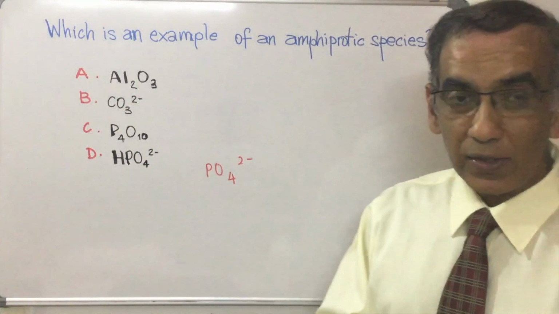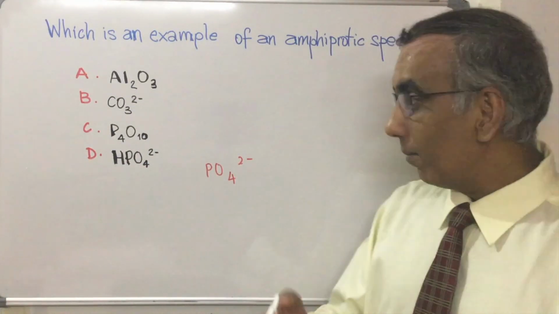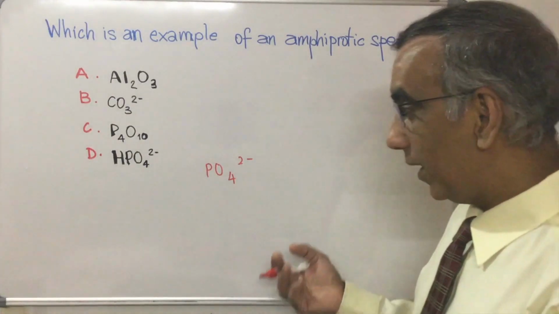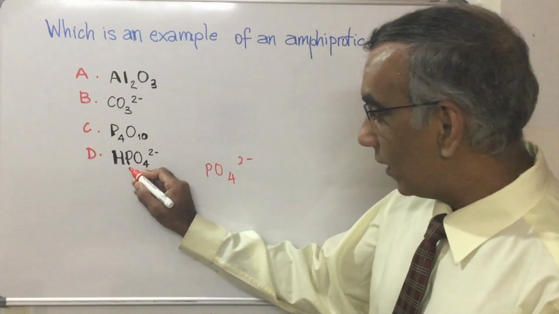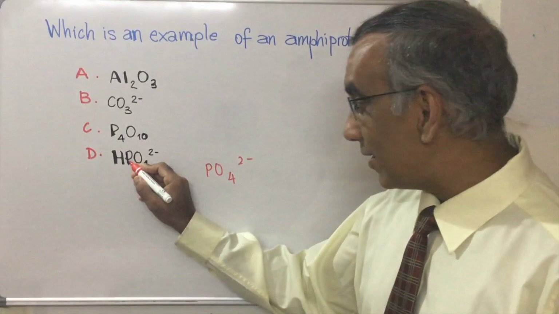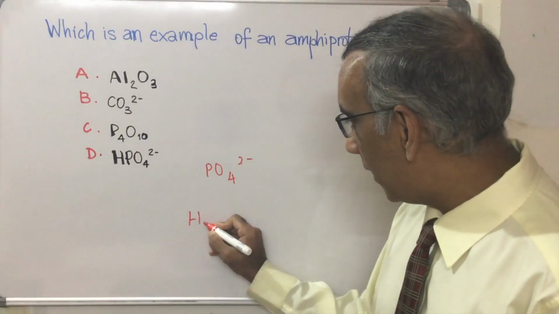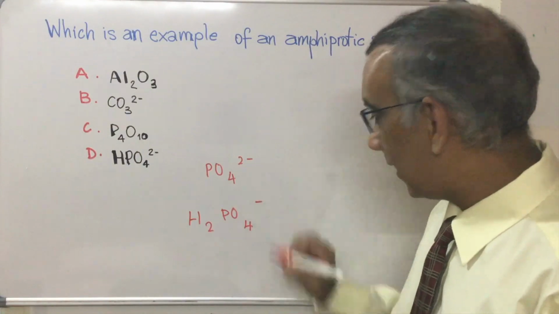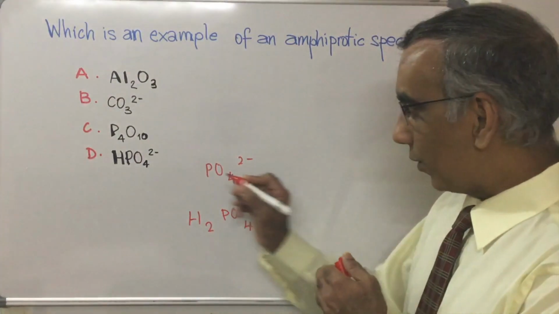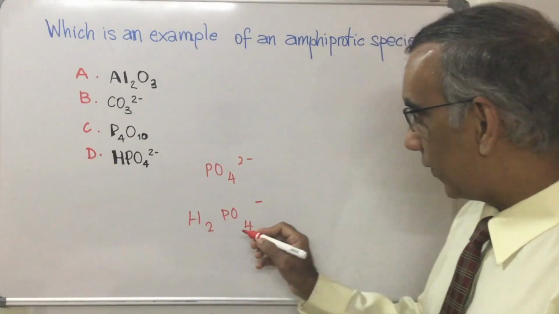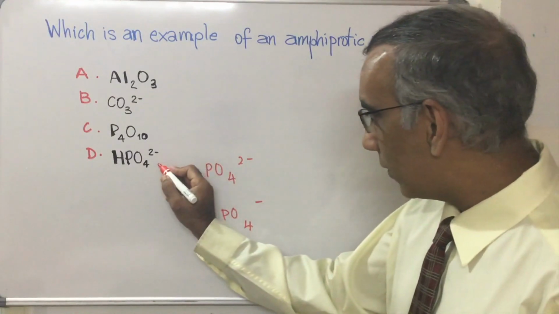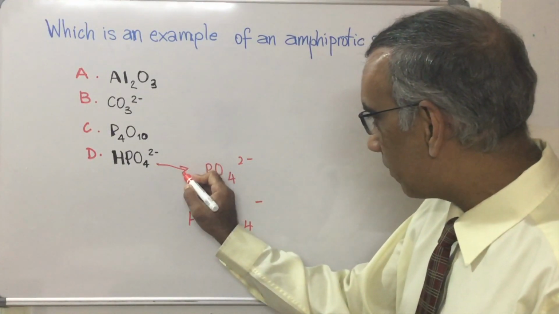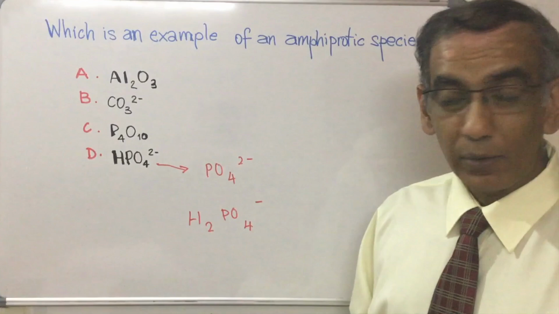Now, you don't need to consider if it can behave as a base, but if you do want to see how it can behave as a base, then you can think of how a proton could be added to this, and then it would become H2PO4 negative. So HPO4 negative can behave as a Bronsted-Lowry acid here, donating its proton, and as a Bronsted-Lowry base here, accepting a proton.